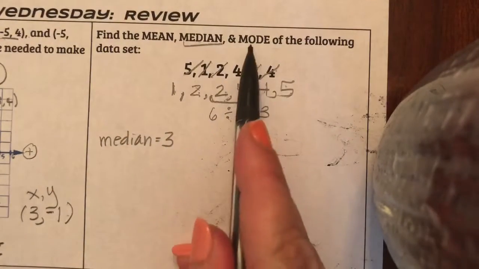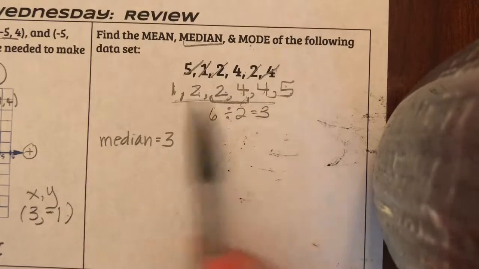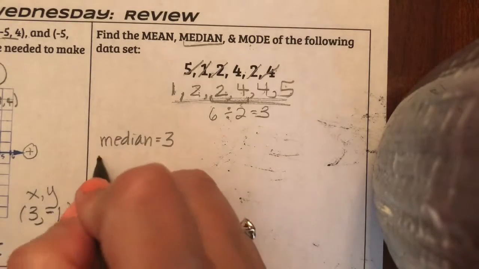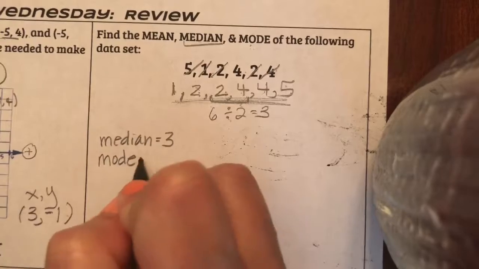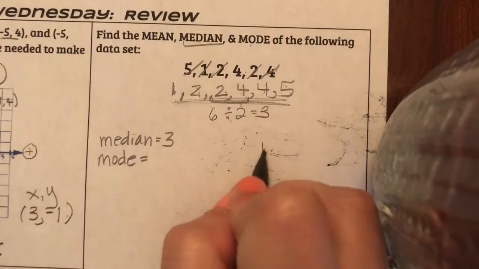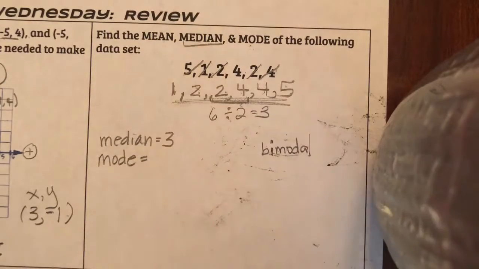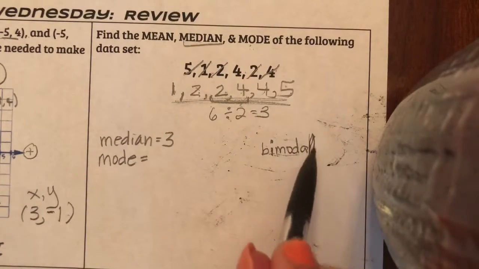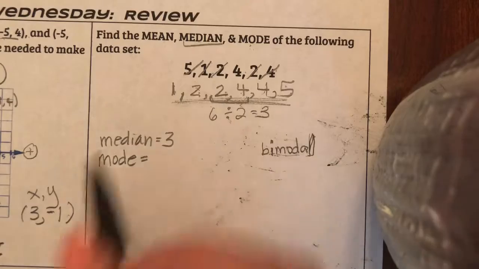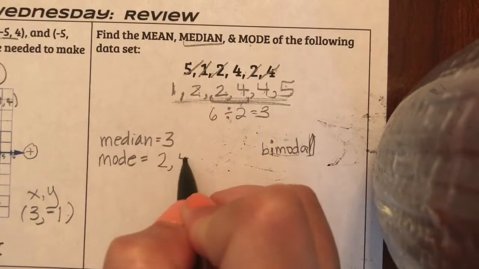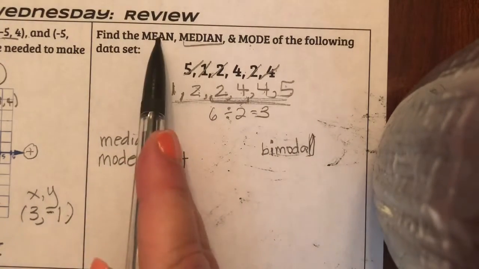Okay, mode. Mode is the number I see the most. Now, looking at my set right here, I actually have 2 modes. So again, we call that bimodal. Bi means 2, B-I, modal. But you want to definitely list both of those. I have a value of 2 and a value of 4. Mode: 2, 4. And then the last thing is my mean.